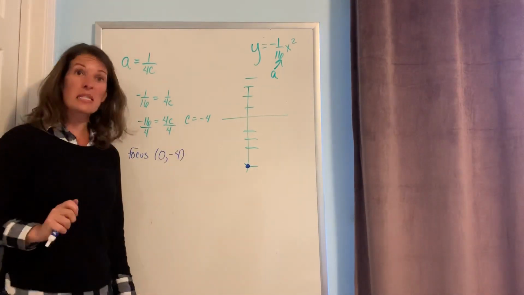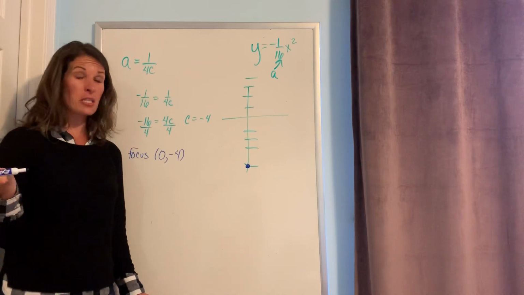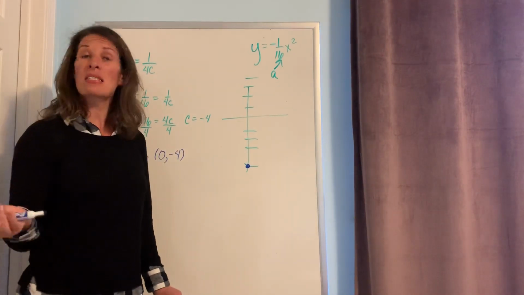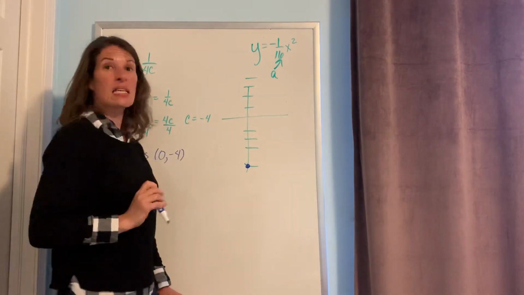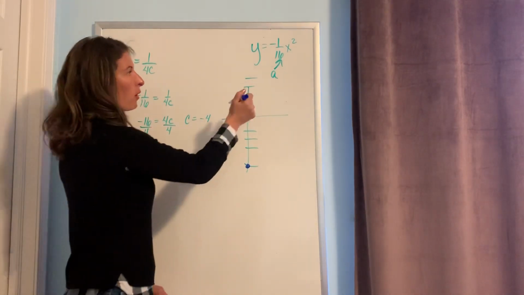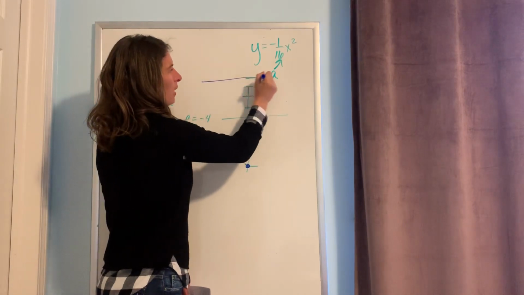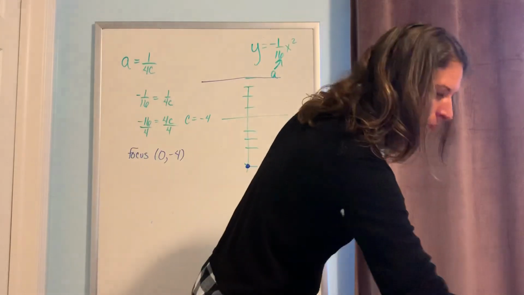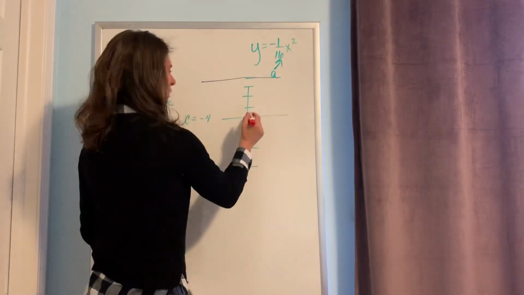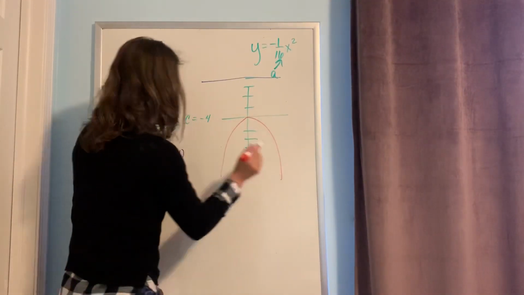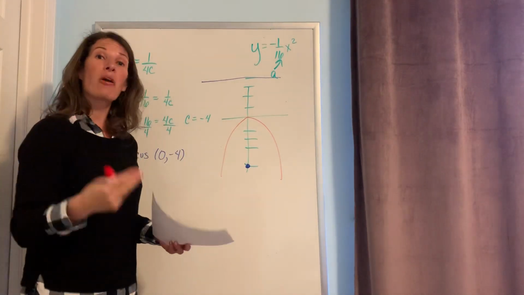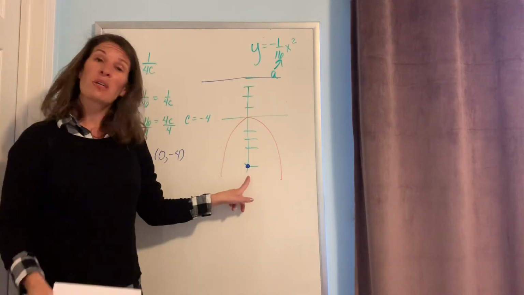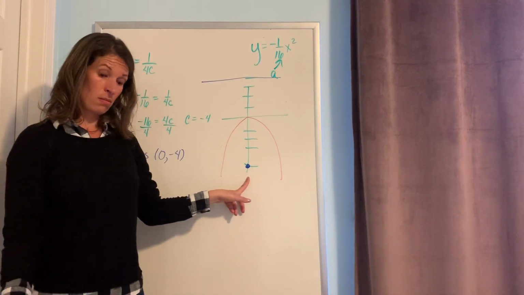Now, if my focus is at -4, then where's my directrix? It has to be at +4. They have to be equidistant from the vertex. Since my vertex is at 0, it has to be 4 away, which is at +4. Now I get to draw my parabola. I know that my parabola is downward facing because of this negative. Also, it's going to encompass my focus.